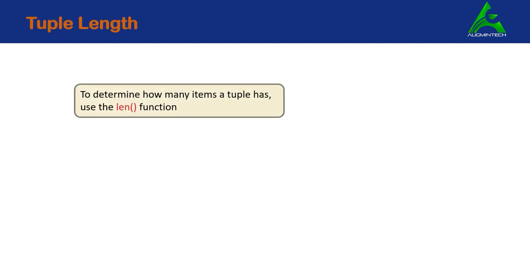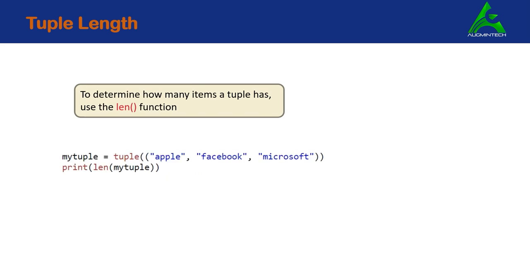Now let's see what tuple length is, or how to find the length of a tuple. To determine how many elements a tuple has, we can make use of the len function, which returns the total number of elements in a tuple. There we go. Using the len function, we can count the number of elements in our tuple. So this will return the output 3 because our tuple has 3 items or elements.